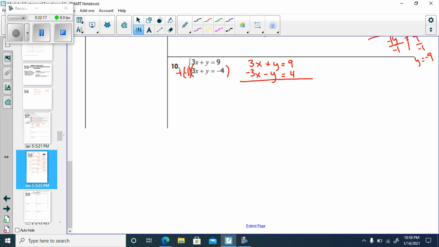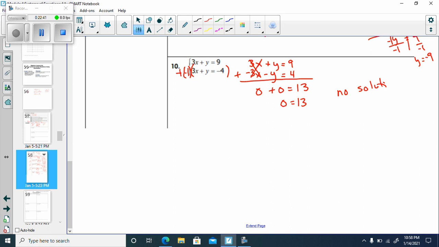This is a very interesting one. 3x plus negative 3x is 0. Positive, let's see, 1y plus negative 1y is 0. 9 plus 4 is 13. Is 0 equal to 13? No. So therefore we have no solution.